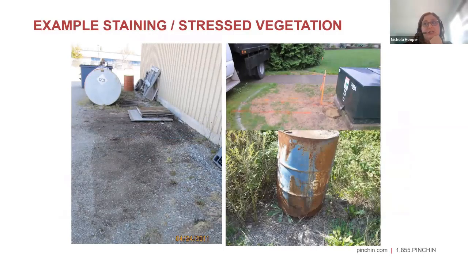Stressed vegetation. This is something else we look for when we're completing our phase 1 environmental site assessments. We are looking for staining on poor condition gravel surfaces, grass, poor condition asphalt. We're also looking for areas of stressed or dead vegetation around a potential source, because that can indicate a potential leak as well. So you can see that transformer there has a patch of dead grass all the way around it. For us, that shows that there was a potential release there. Next slide, please.